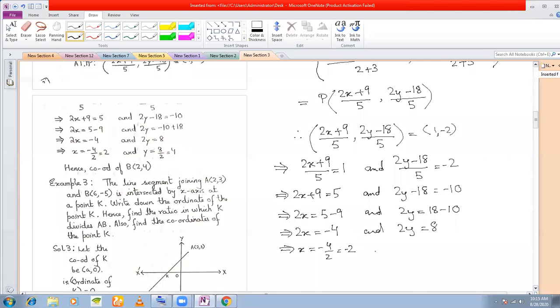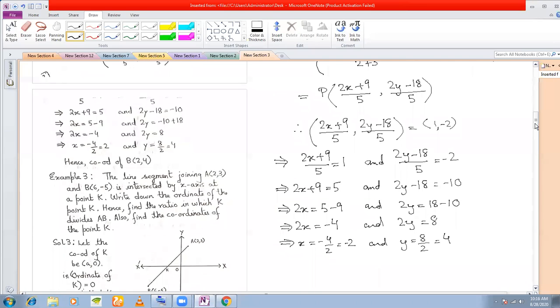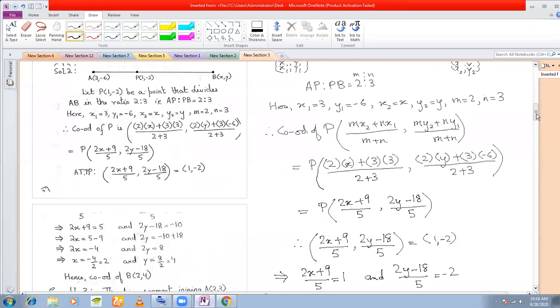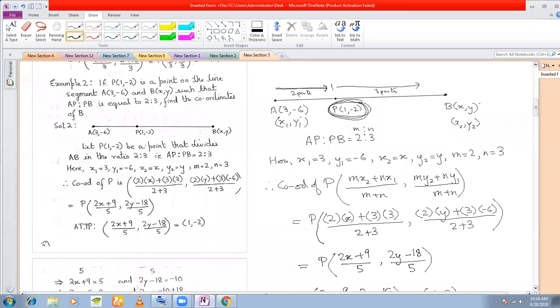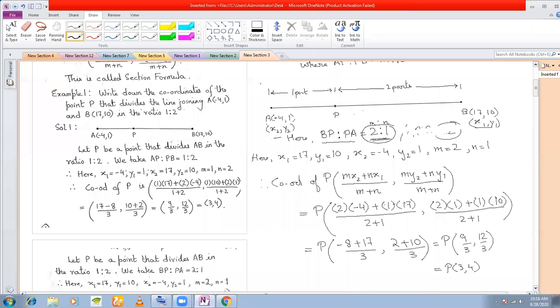Minus 2 comma 4. So one question. I'm asking, if they would have asked to find the coordinates of P, then how would we have done the sum? Coordinates of P, meaning the value of x and y. Then they will give you the value of x and y, and then you will proceed as I have proceeded here in the first one.